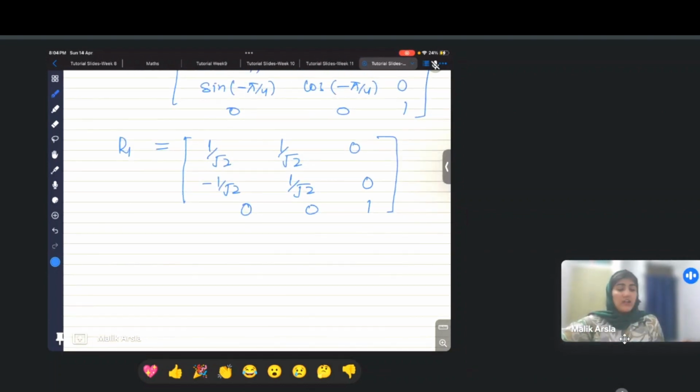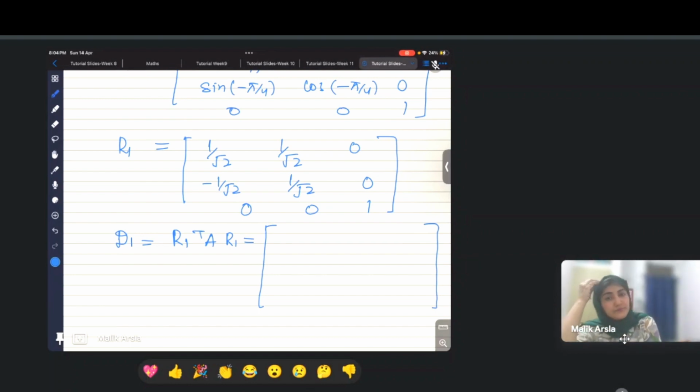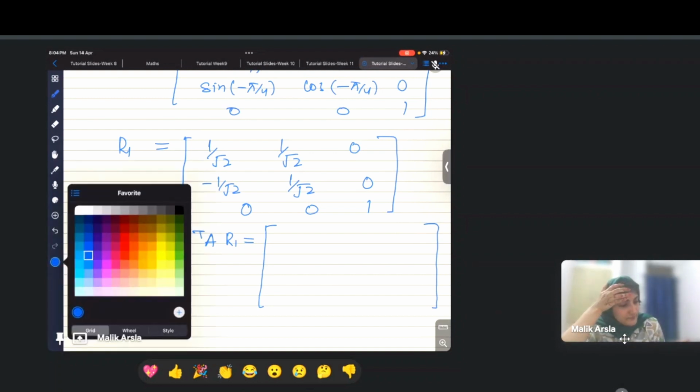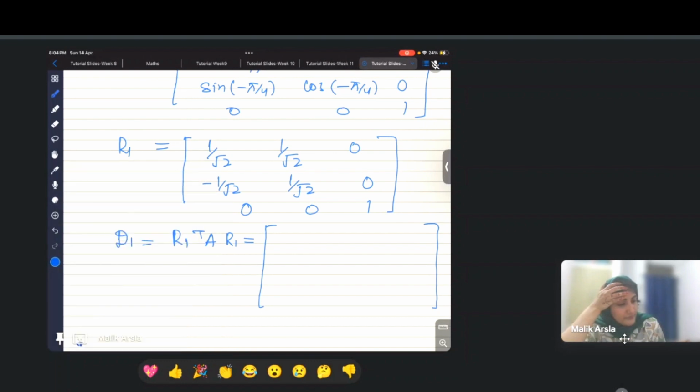Now after calculating R1, you calculate D1. D1 is equal to what? R1 transpose A R1. Tell me what the value is coming out to be. Kavita, have you done it? Yes. What is your D1 coming out to be? D1 is 1, 0, minus 1 by root 2. Okay, mine is different.